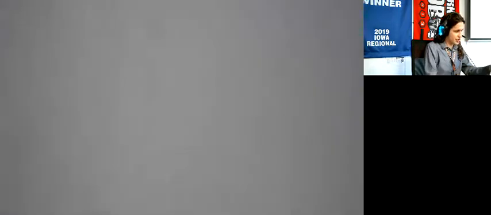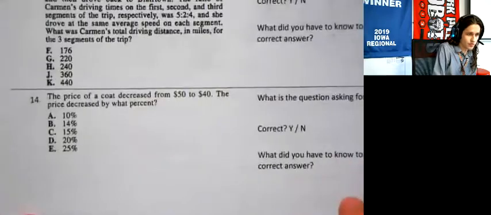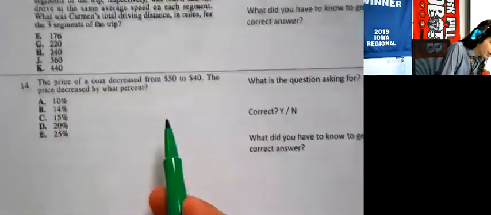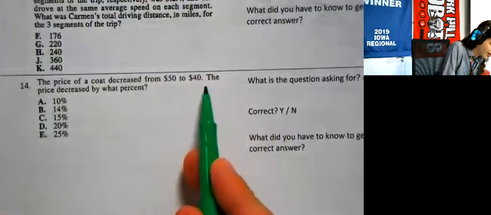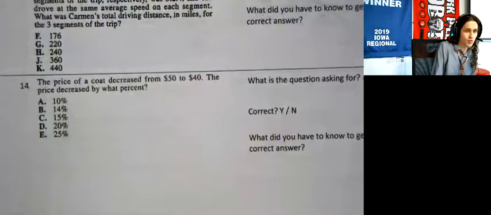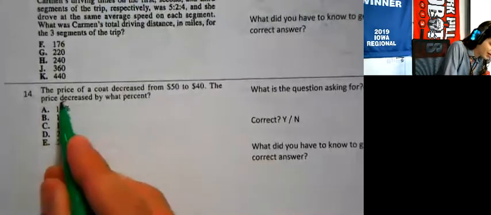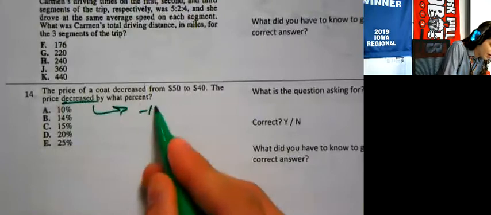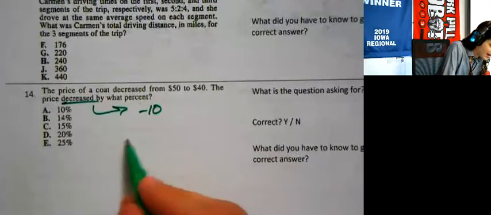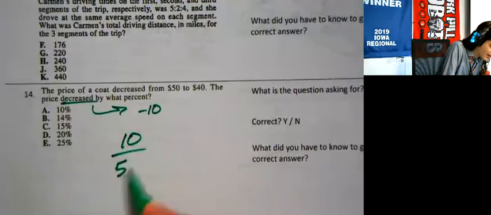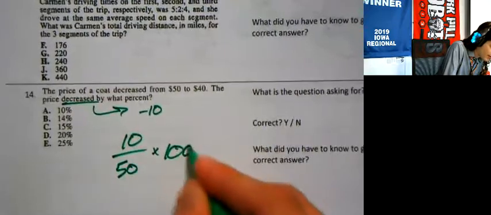Take a look at number 14. The price of a coat decreased from 50 to 40. The price decreased by what percent? All right, so decreased by what percent? Well, how much did it decrease? It went down $10. What is 10 out of 50 times 100%?